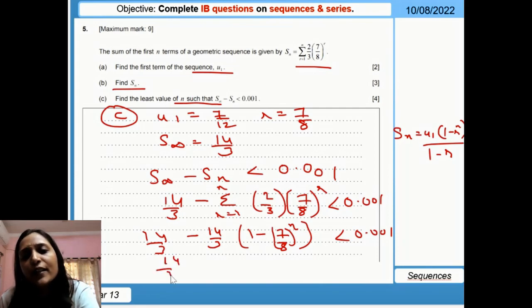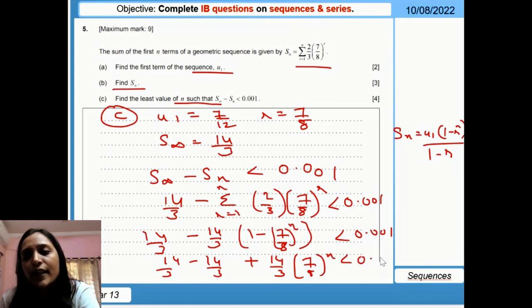On expanding this, we would get 14 by 3 minus 14 by 3 plus 14 by 3 into 7 by 8 to the power n should be less than 0.001, and these two terms can get cancelled. Now using the calculator, we can find out the value of n, and the value of n comes out to be 64. So this is how we can do these questions.